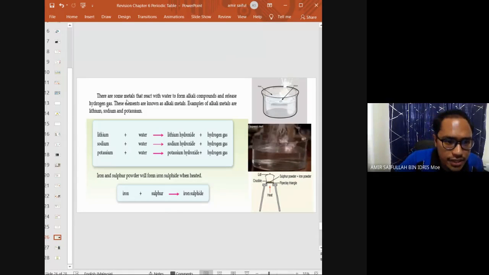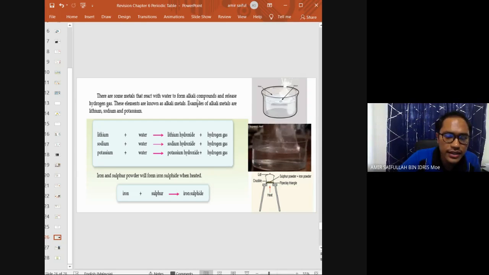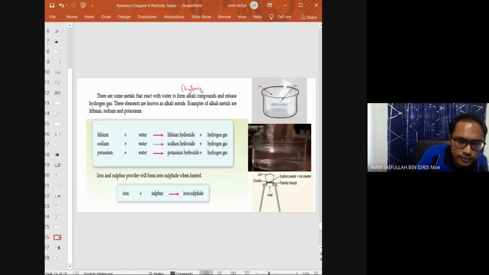Next, some metals can also react with water. Some metal just now reacted with oxygen. Now some metals can also react with water to form an alkali compound. Alkali means it has hydroxide. Okay, alkaline. And release hydrogen gas. So these metals are known as alkali metals. Examples are lithium, sodium, potassium.